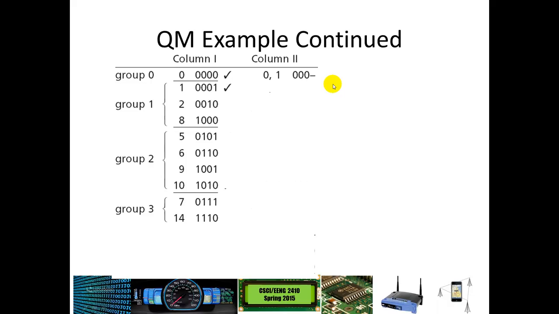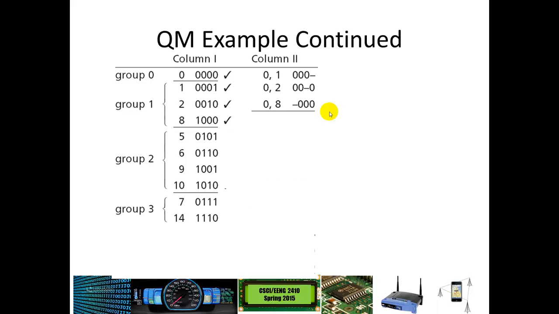We can compare 0 to 2 and realize that it can combine, as you see there. We can compare 0 to 8. So now we've compared all of our 0 elements to our 1 elements, and we figured out which of those can combine. And in fact, what you're going to notice is that 0 will automatically combine with all of your group 1 elements. Now what we're going to do is compare group 1 to group 2.